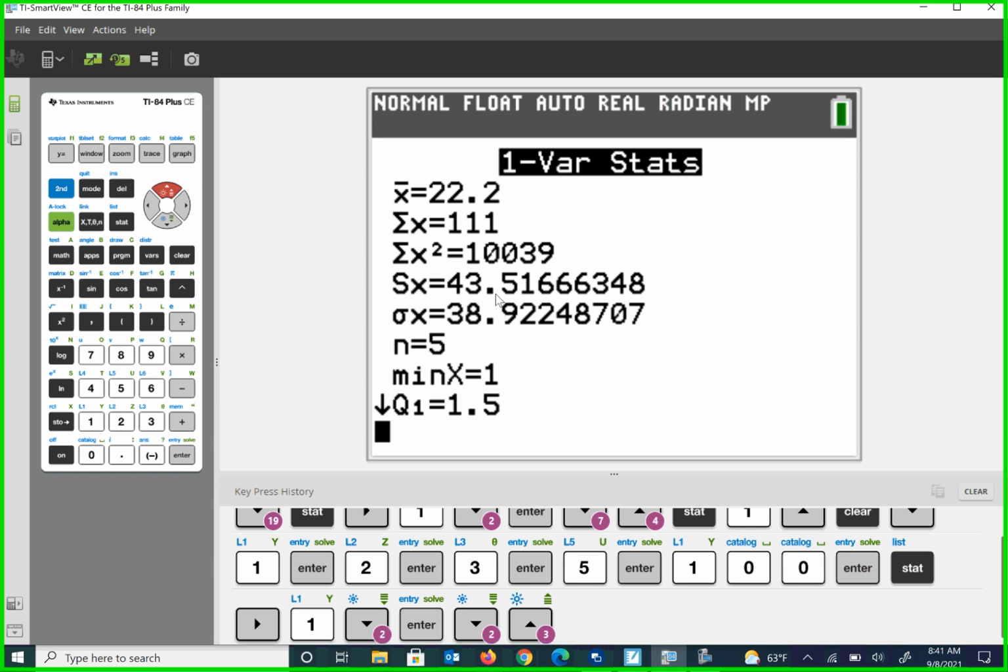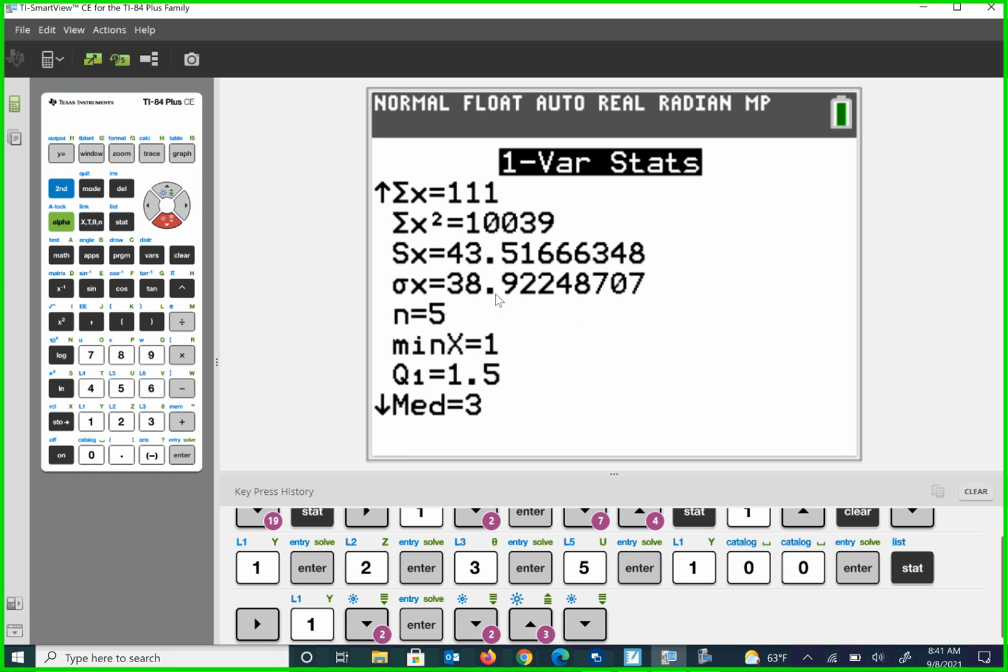But what you need to look at with the median as well, the median being 3. The median is the middle of our data. Okay, a 3 falls right in the center of that, but our mean, because of the 100, becomes 22.2.